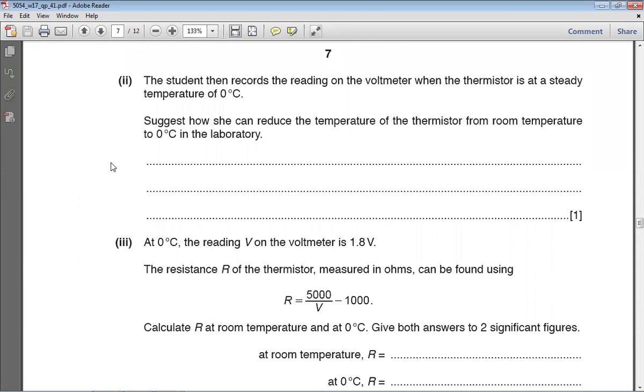Okay, so the next question is: the student then records the reading on the voltmeter when the thermistor is at a steady temperature of 0 degrees centigrade. So now they want to note down the reading on the voltmeter when the thermistor is at 0 degrees centigrade. How can she reduce the temperature of the thermistor from room temperature to 0 degrees centigrade? The standard method to bring the temperature of a thing to 0 degrees centigrade is by putting it in melting ice. So you will take a beaker. In that beaker, you will put melting ice. And we know that the melting ice temperature is 0 degrees centigrade. So we will immerse the thermistor in that melting ice, wait for some time, and then check the reading on the voltmeter. So put the thermistor in the melting ice.